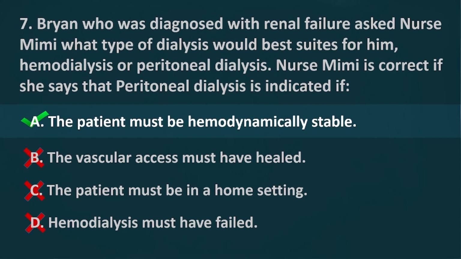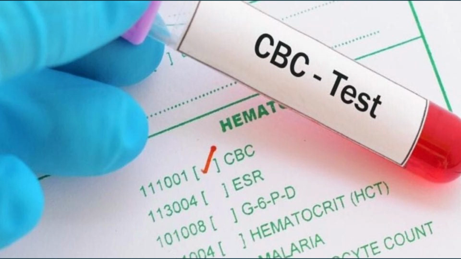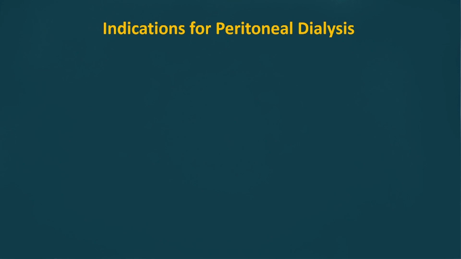The patient must be hemodynamically stable. Hemodynamic stability must be established before continuous peritoneal dialysis can be started. Starting dialysis with peritoneal dialysis is preferable compared to hemodialysis in terms of patient morbidity, mortality, and cost. Here are the following strong indications for peritoneal dialysis.